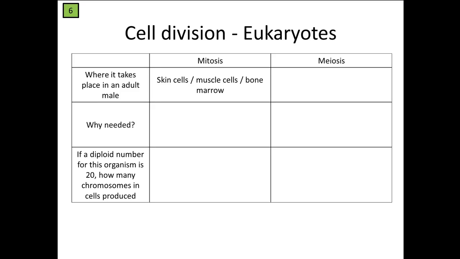Meiosis, where does that take place? Well, that takes place in the testes. It doesn't take place in sperm cells. Sperm cells are the product. Sperm cells are haploid cells. They are the product of meiosis. So there's stem cells within the testes that are undergoing meiosis, and the product of that is the sperm cells. So yeah, testes is where meiosis takes place.